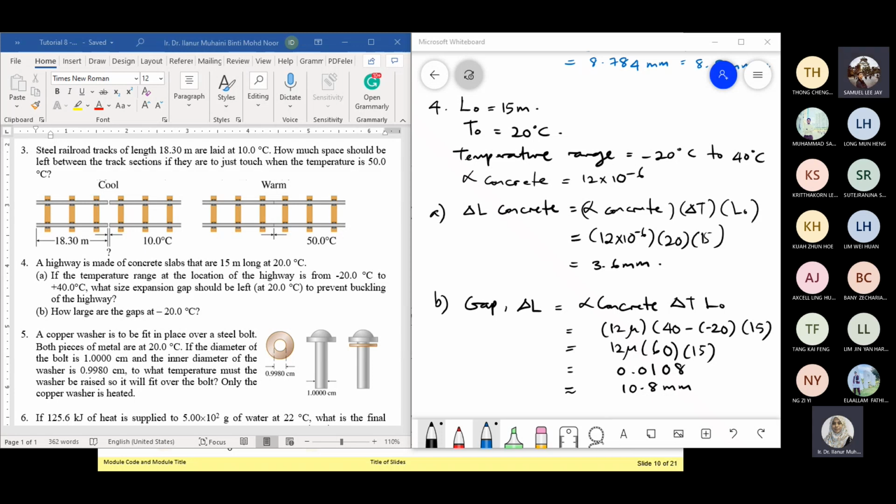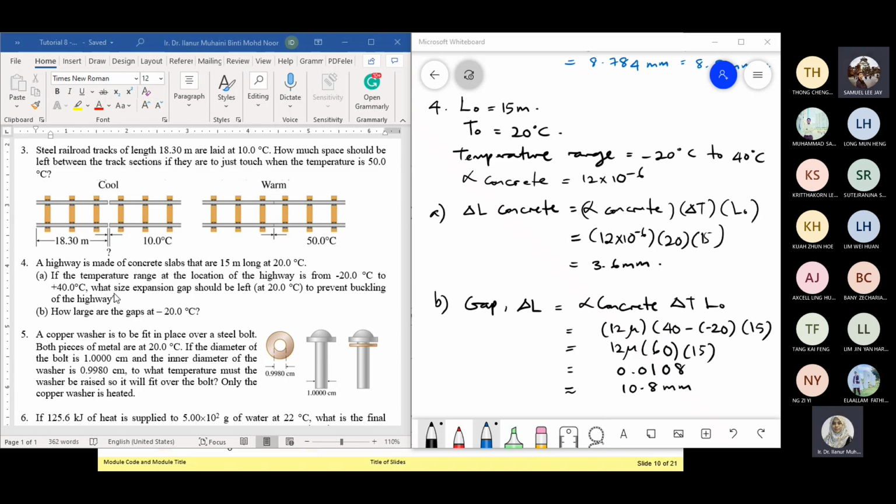I don't understand why it is 10.8. I thought it's 7.2. From where the 7.2? Because the road was built at 20 Celsius. So 20 to negative 20 is 40 Celsius difference. So 40 is not the T0.